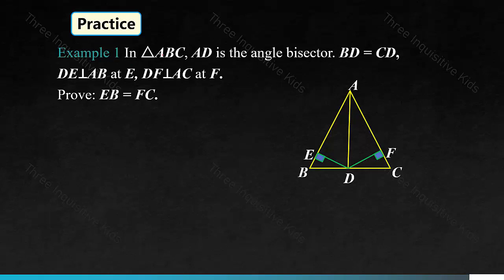Practice. In triangle ABC, AD is the angle bisector. BD equals CD. DE is perpendicular to AB at E. DF is perpendicular to AC at F. I want you to prove EB equals FC.